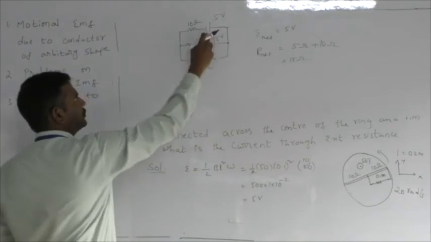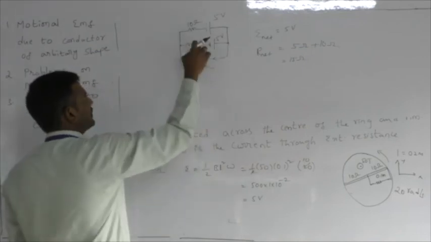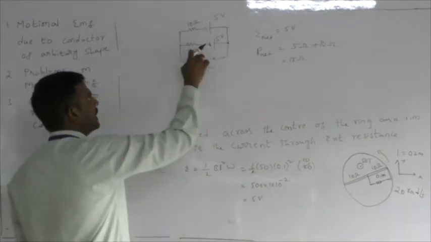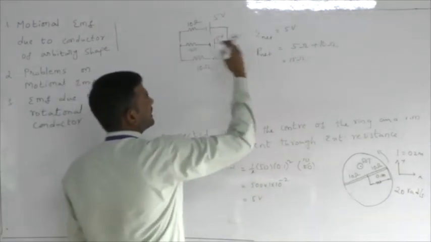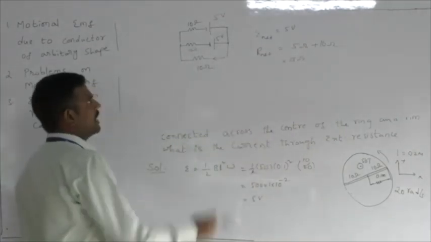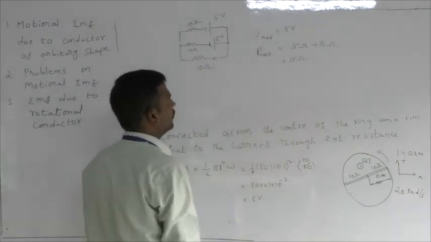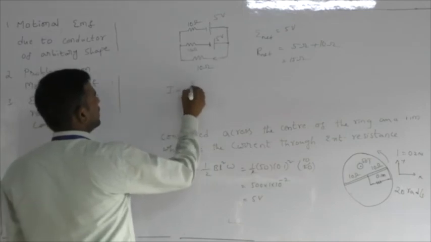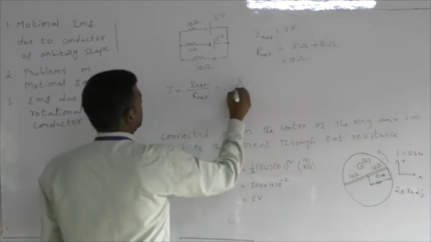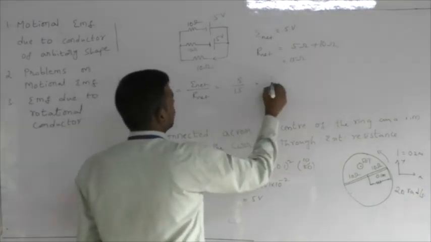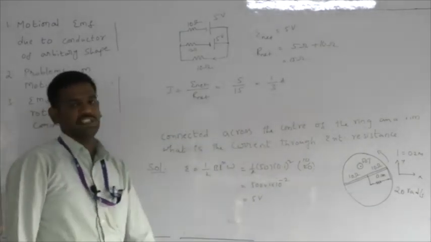Got my point? These two cells are connected in parallel, therefore the net EMF is 5 volt. These two resistors, 10 ohm and 10 ohm, are connected in parallel. When two resistors have the same value and are connected in parallel, the net resistance is half of the original, 5 ohms. That is connected in series with the 10 ohm, therefore the total equals 15 ohms. Now, what's the current generated here? The net EMF divided by the net resistance, which is 5 volt divided by 15 ohms, equals 1 by 3 amperes. This is the current going through the external resistor.